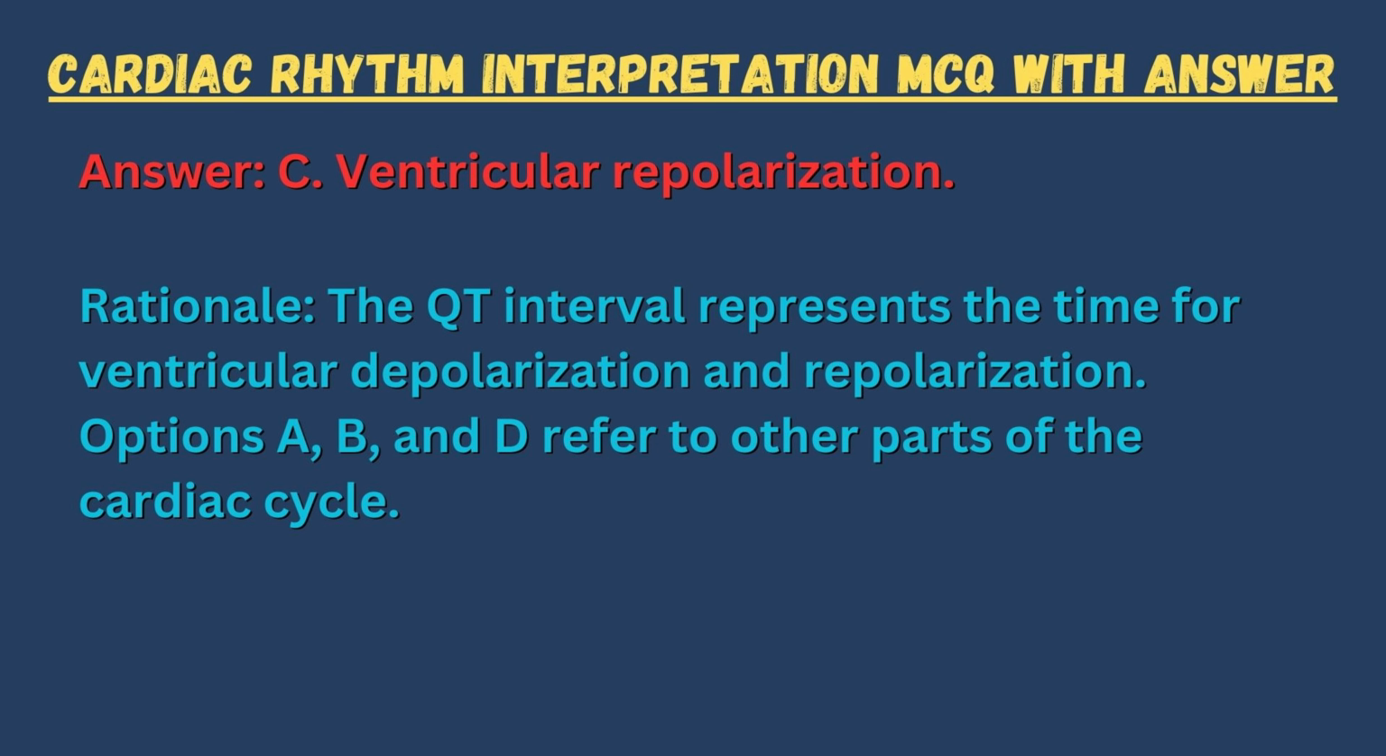Answer: C. Ventricular repolarization. Rationale: the QT interval represents the time for ventricular depolarization and repolarization. Options A, B, and D refer to other parts of the cardiac cycle.